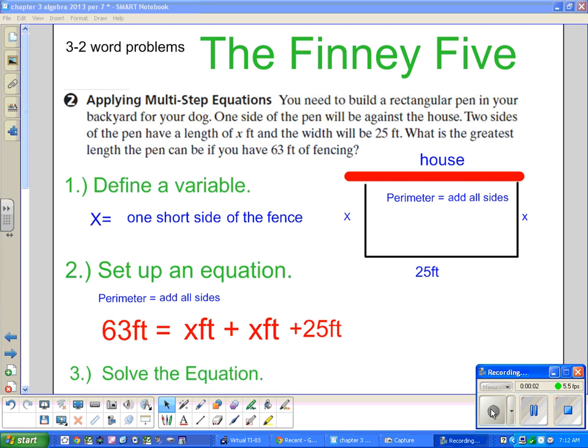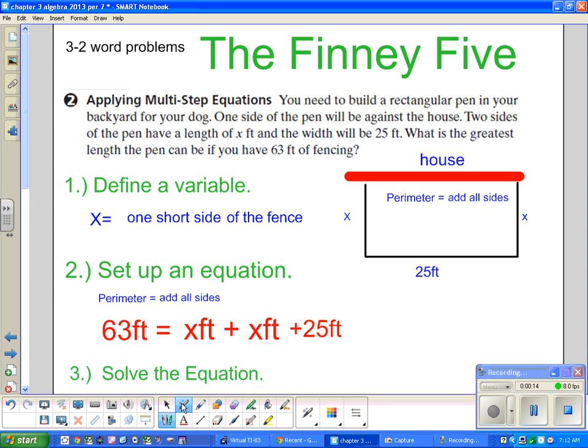Hello, this is the 3-2 word problem video and we're going to use the Finney 5 to solve this word problem. Looking at the question, applying multi-step equations: you need to build a rectangular pen in your backyard for your dog. One side of the pen will be against the house, two sides of the pen will be the length of x feet, and the width of the pen will be 25 feet. What is the greatest length of the pen if you have 63 feet of fencing?